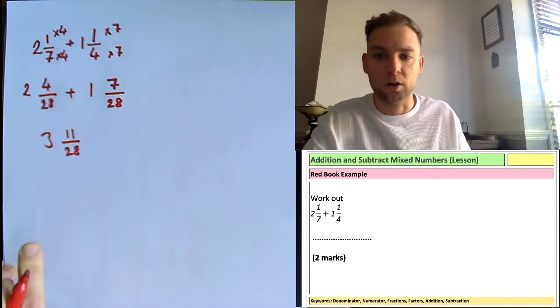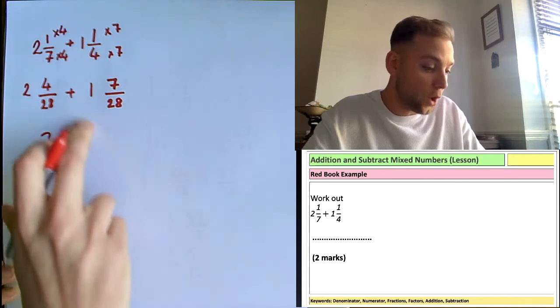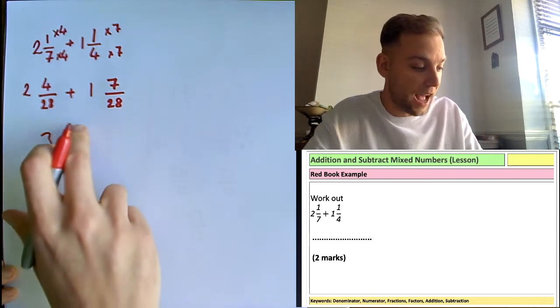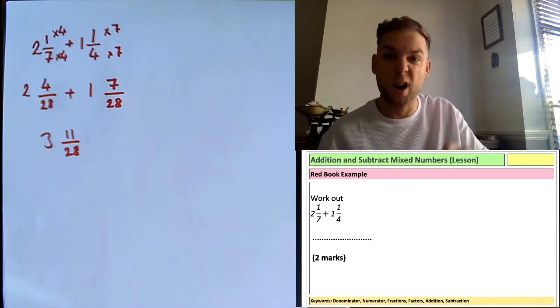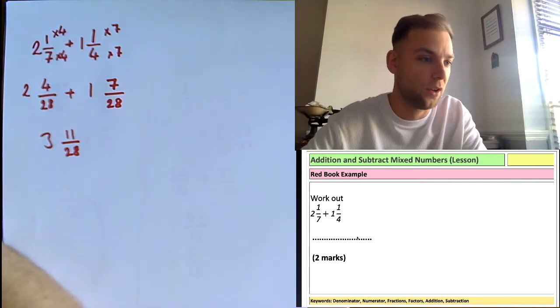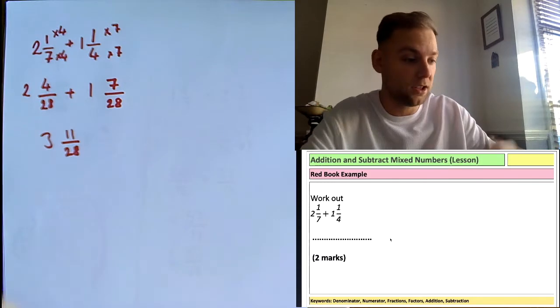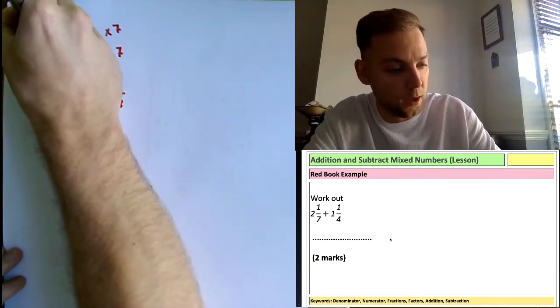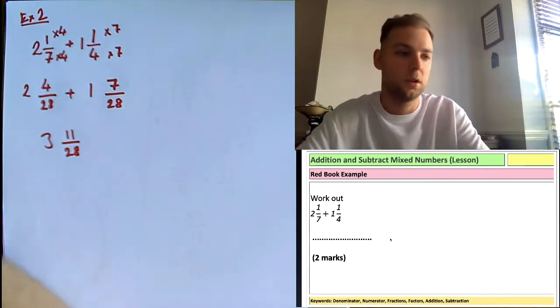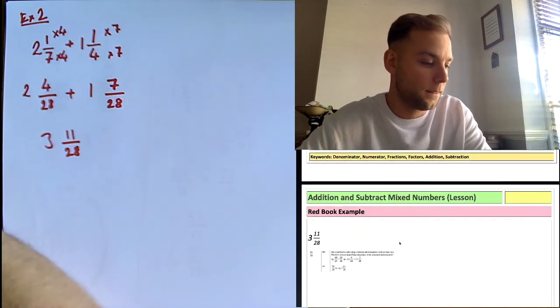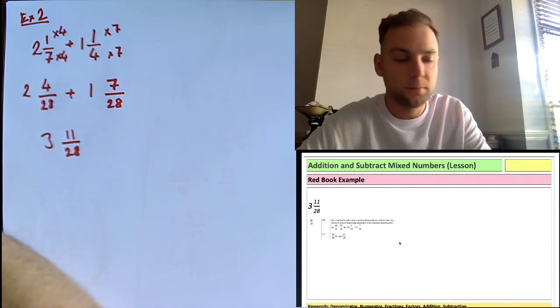Now notice with this one, we actually don't need to convert it because this is actually a normal fraction, so it's not a top-heavy fraction, so we can just leave that like that, and that's why this one's only 2 marks. So, brilliant. Make sure you get that down in your red book or in your notes. That's example 2. So, there's your answer there.